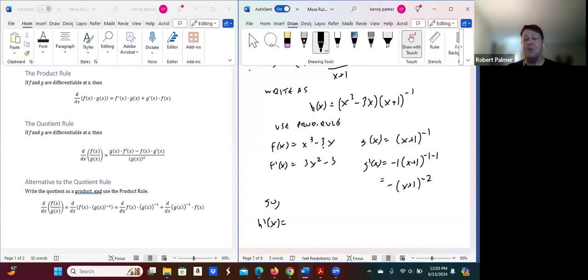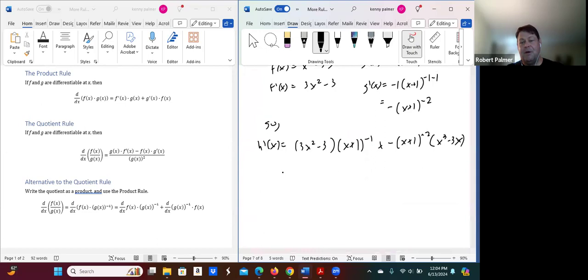Okay, and once again, it doesn't matter which one I start with, but I'll just do it the same way here, but it doesn't matter. That's the advantage of the product rule. Okay, so f prime first. So f prime is going to be 3x squared minus 3 times g of x, which is (x plus 1) to the negative 1, then plus the other way around. So the derivative of g of x is going to be minus (x plus 1) to the negative second, times f of x, which is x cubed minus 3x. Okay?